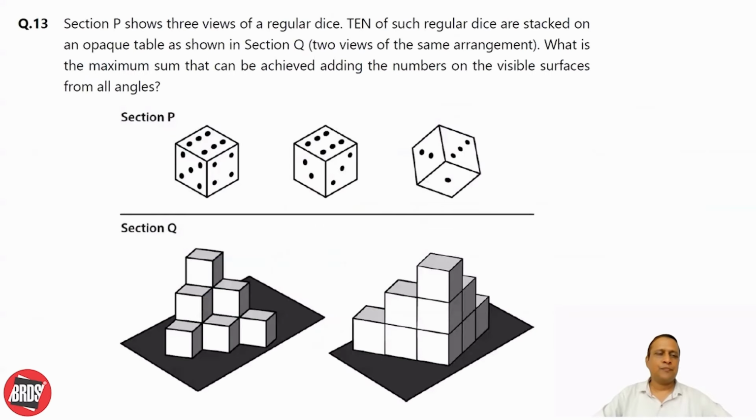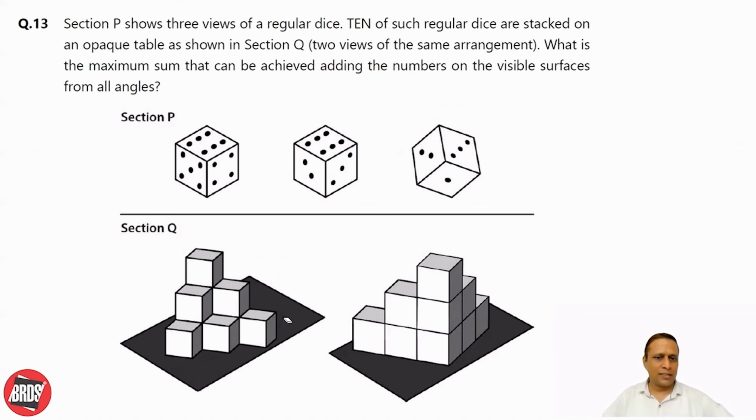Now, this question. Section T shows three views of regular dice. When they say regular dice, that is the dice which we use to play in our house, where the sum of opposite faces is 7. Now, 10 of such regular dice are stacked on an opaque table shown in section Q.